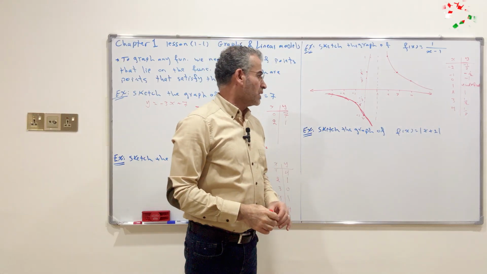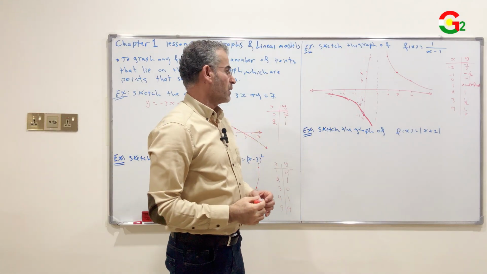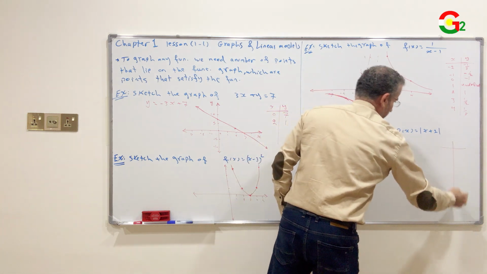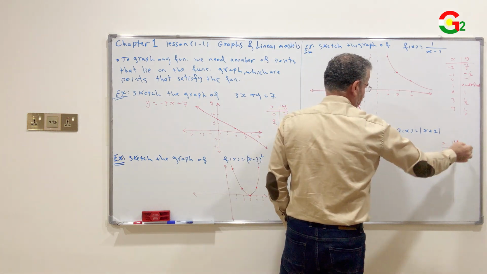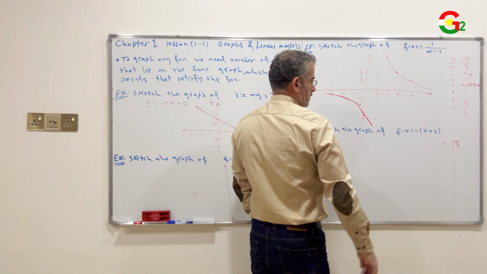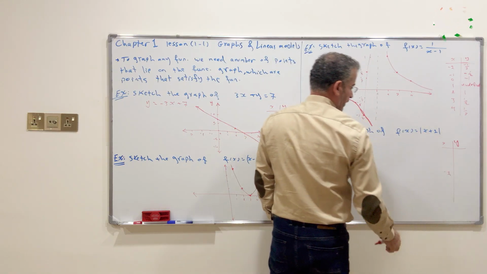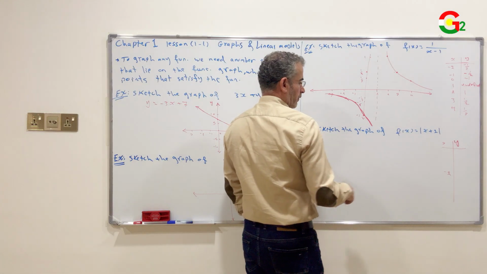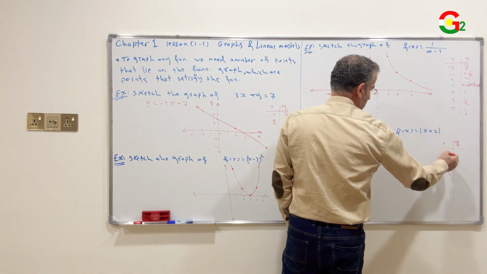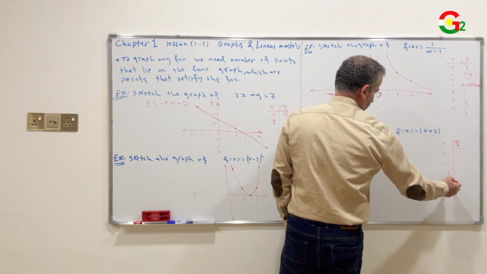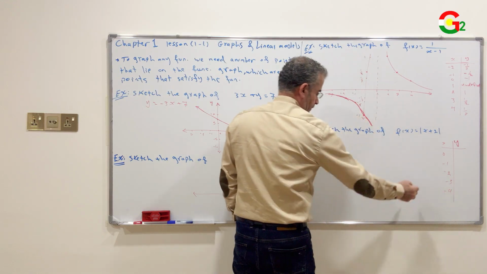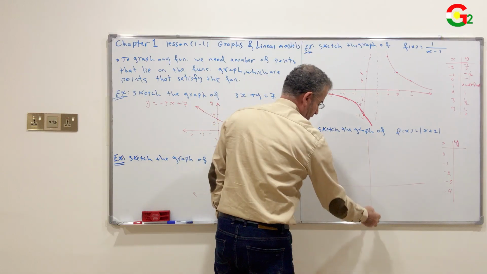Sketch the graph of function f of x equals absolute value of x plus 2. Find points that lie on this graph. The value that makes the function 0 is negative 2. Take 2 numbers before negative 2, negative 1, 0, and after negative 2, negative 3, negative 4. Draw the axis.